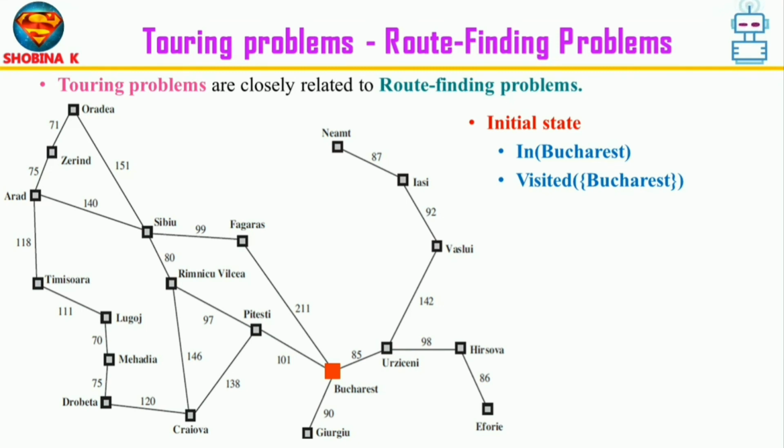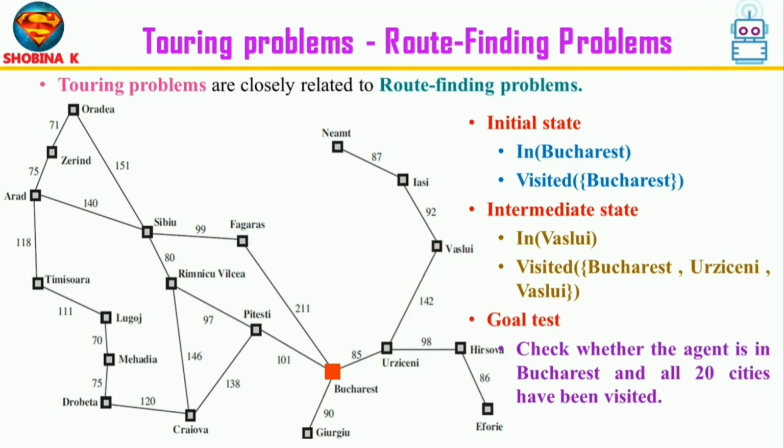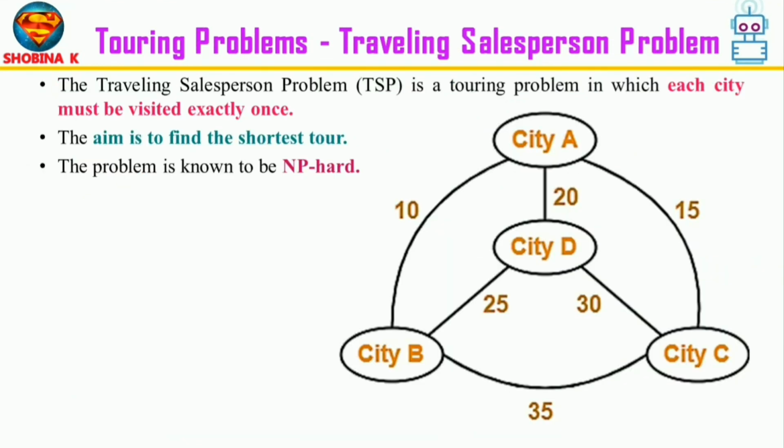So the initial state would be In Bucharest, Visited {Bucharest}. A typical intermediate state would be In Vaslui, Visited {Bucharest, Urziceni, Vaslui}. The goal test would check whether the agent is in Bucharest and all 20 cities are visited. The traveling salesperson problem is a touring problem in which each city must be visited exactly once, and the aim is to find the shortest tour. This problem is said to be NP-hard, which means you cannot guarantee to find the shortest path within a reasonable time limit.